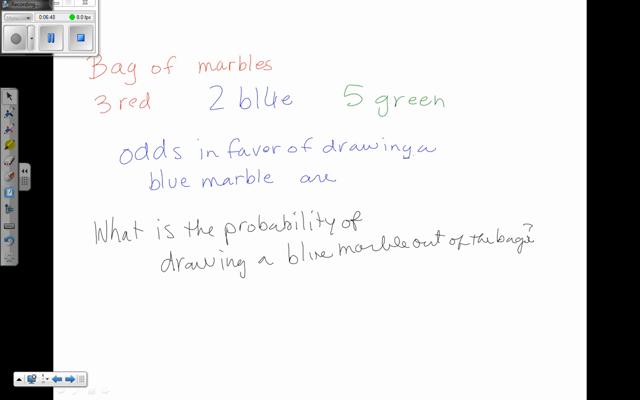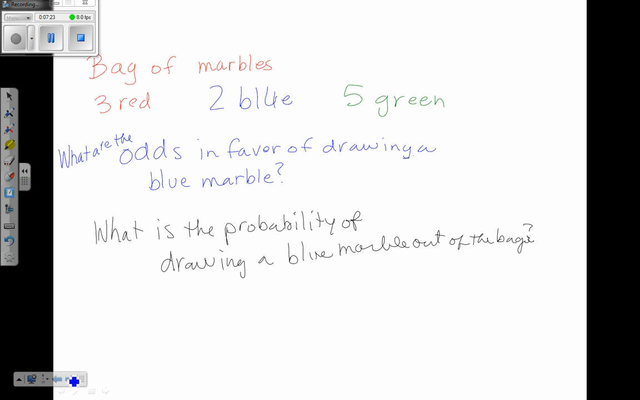All right, let's talk about odds and probability and complementary events. If I have a bag of marbles where I have 3 red, 2 blue, and 5 green marbles in there, what are the odds in favor of drawing a blue marble? Okay, so we're going to ask ourselves that question. What are the odds? Well, we have to think of complementary events when we do odds. What is the complement of drawing a blue marble? Well, it's not drawing a blue marble out of the bag.